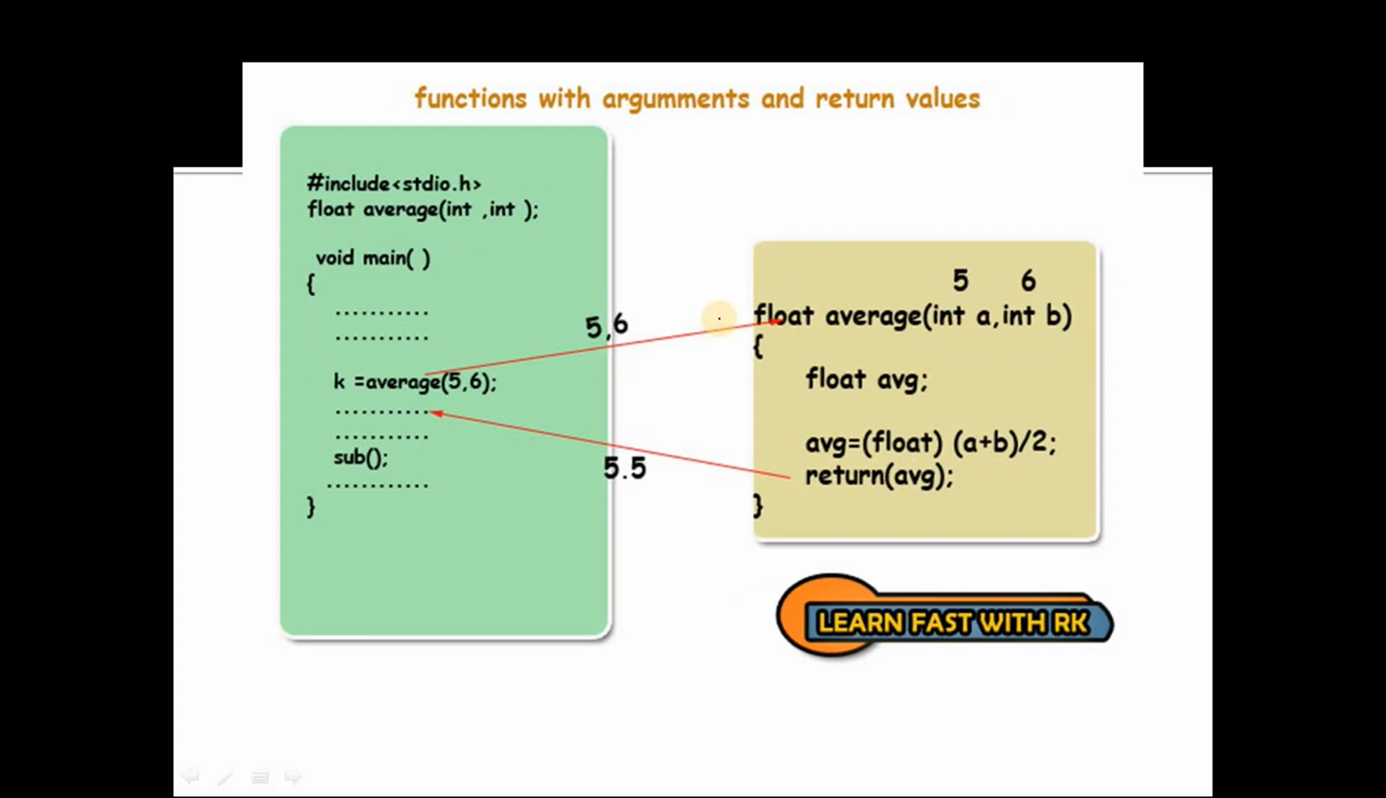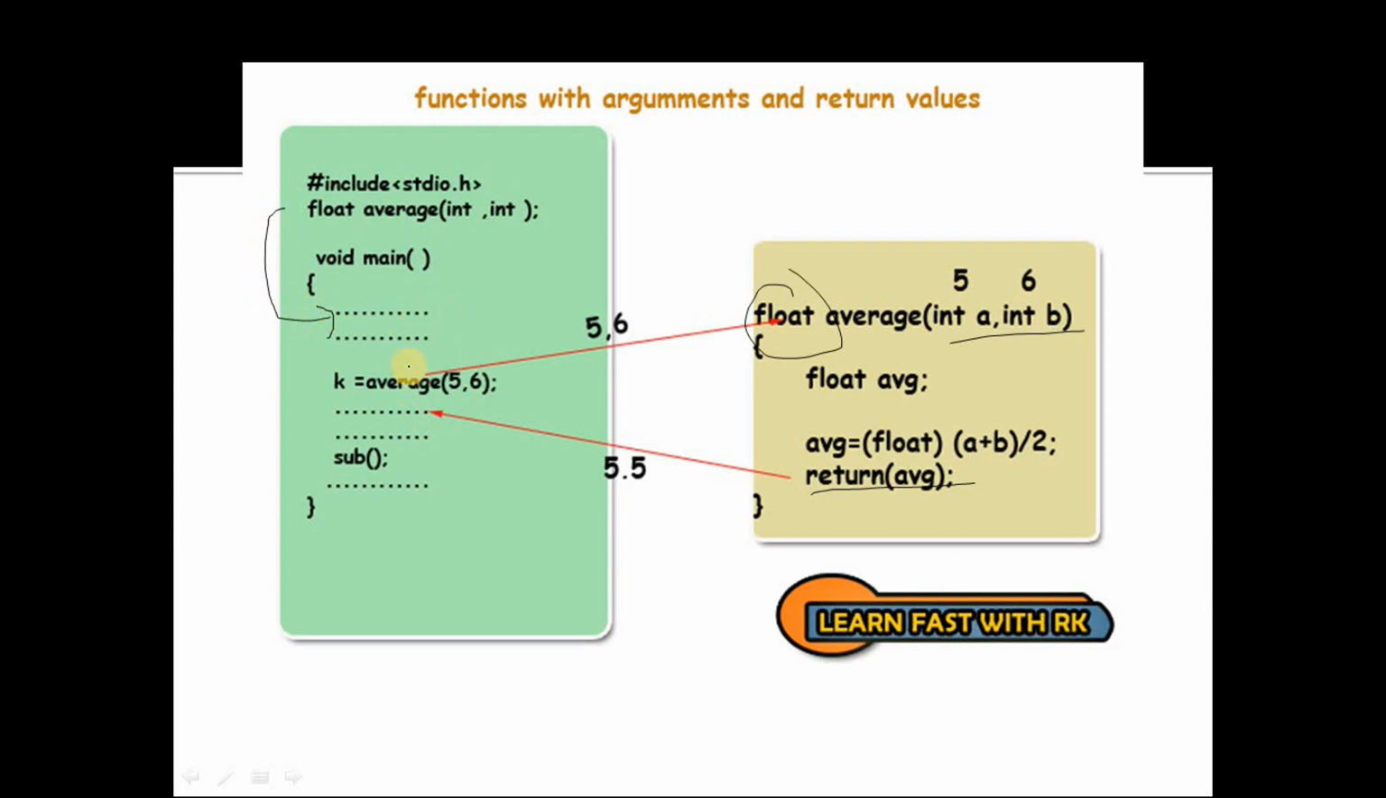Now the next type of functions is arguments and return values. That means our average function here will take two integer arguments, and then it will return one value, which is a floating point value. Hence the declaration is now float average of int comma int. This declaration you can also write in the main function.